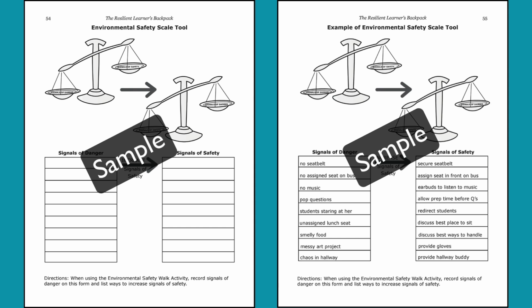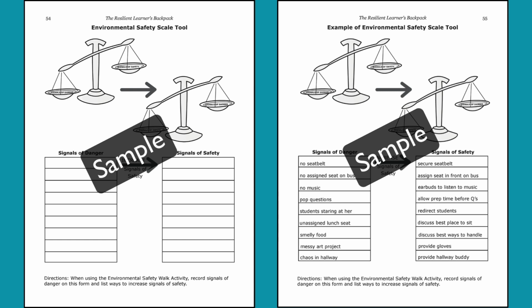Some of the ways we increased her signals of safety were to make sure she has a seatbelt, assign her a seat on the bus, give her earbuds to listen to her music, allow prep time before questions, redirect the students who are staring at her, and discuss the best place to sit at lunchtime and the best ways to handle the smelly food. We also provided gloves during the art project, and a hallway buddy to help her negotiate going from one place to another.